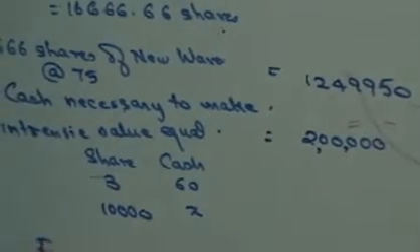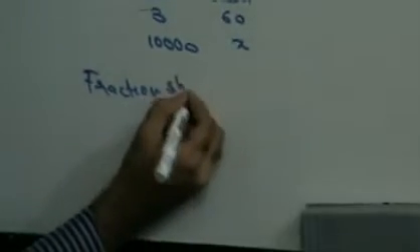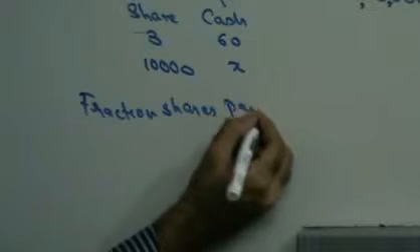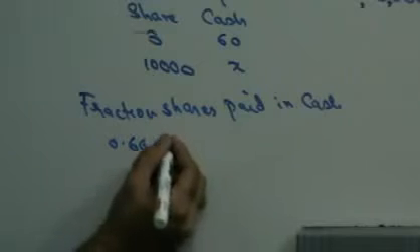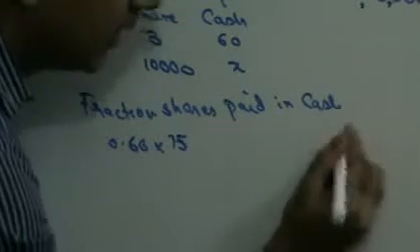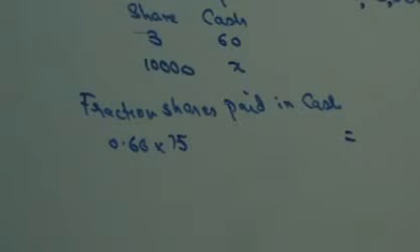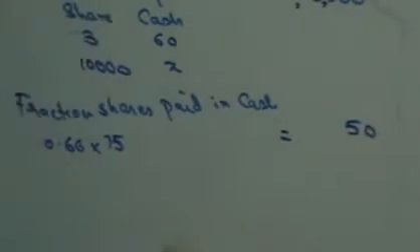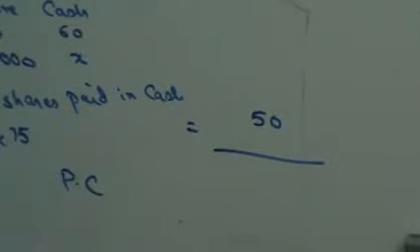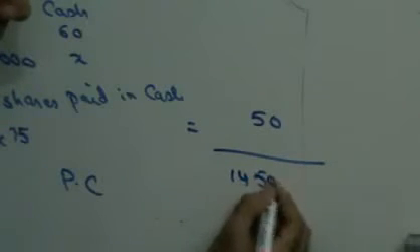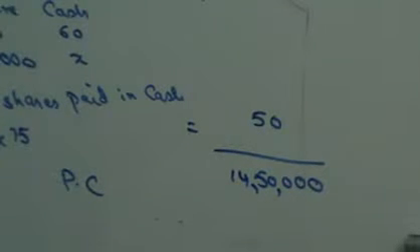12,49,950. Now regarding the fractional shares, they are paid in cash. So you add fractional shares 0.66 into 75. Now guys, while doing it on the calculator, take 0.66 till the end and multiply that by 75. 50 rupees. So this will give you your net purchase consideration. Someone please add all that and give me the net PC. 12,49,950 plus 2 lakhs plus 50 is 14,50,000. So your net PC is going to be 14,50,000.